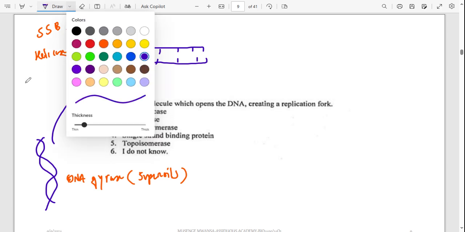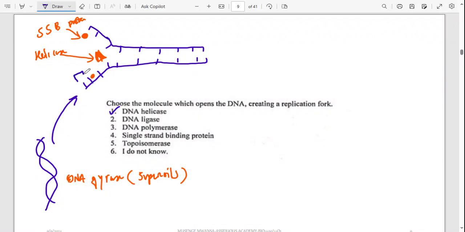And then as helicase is going forward, DNA polymerase is going to be forming a new strand like this. For the strand running 3 prime to 5 prime, it will be going forward. For the strand running 5 prime to 3 prime, it will be going behind, because the new strand can only be formed in the 5 prime to 3 prime direction. That is because DNA polymerase can only read from 3 prime to 5 prime. So the new strand can only be formed from 5 prime to 3 prime. Hope you get that.